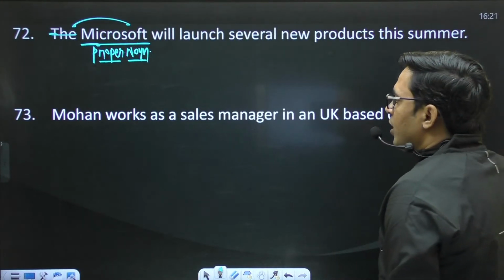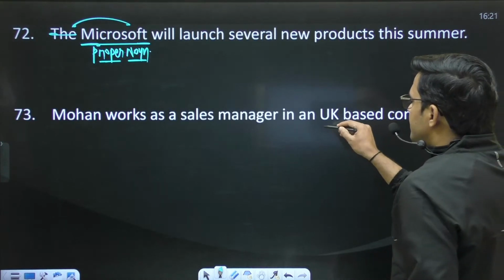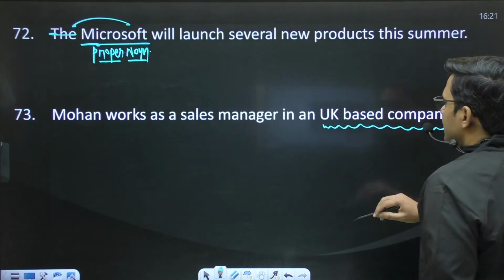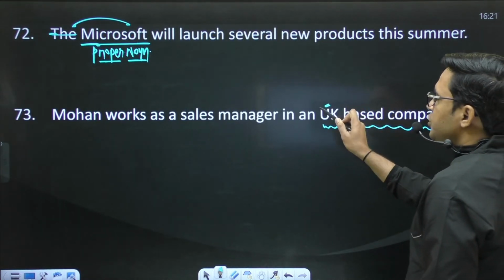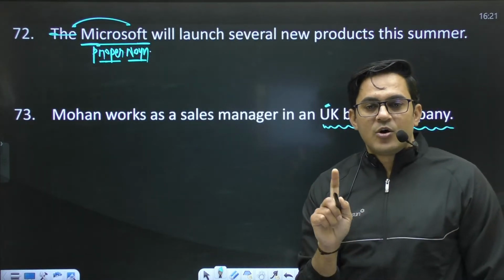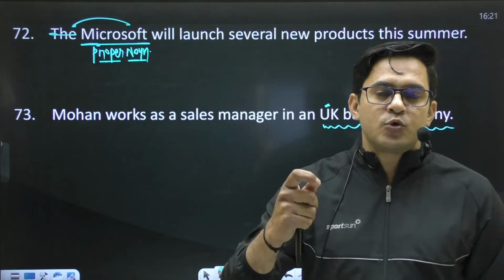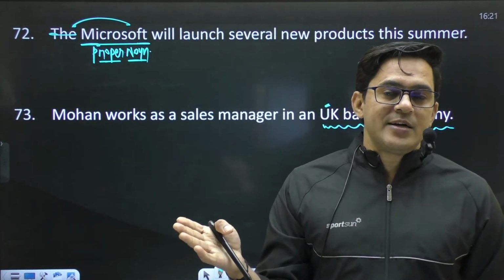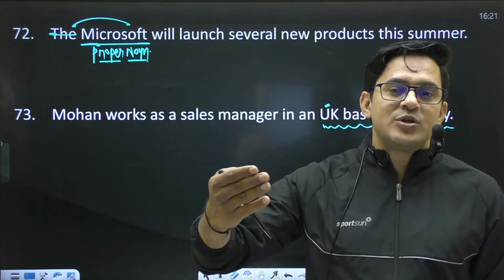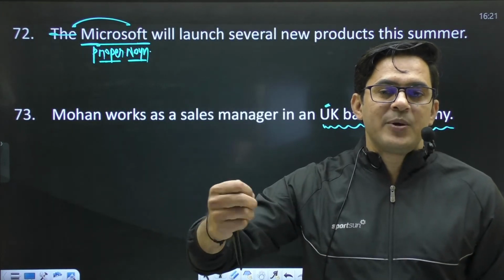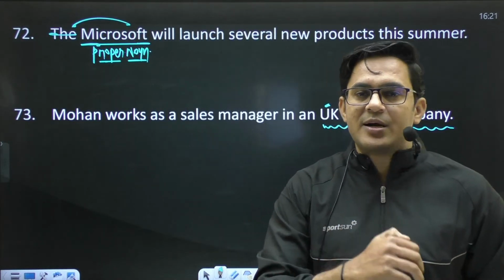Next sentence is, Mohan works as a sales manager in an UK based company. This UK is the abbreviated form, and this letter U denotes United. For all the countries' names which have words like United, Great, Soviet and Republic, we use article the in that particular situation. And some of the countries' names which are in plural, like Bahamas, Philippines, Netherlands, West Indies, the countries in plural also demand article before them.